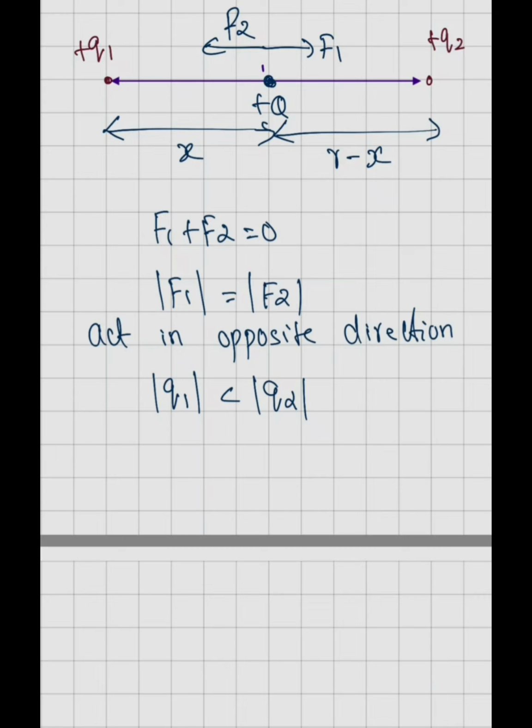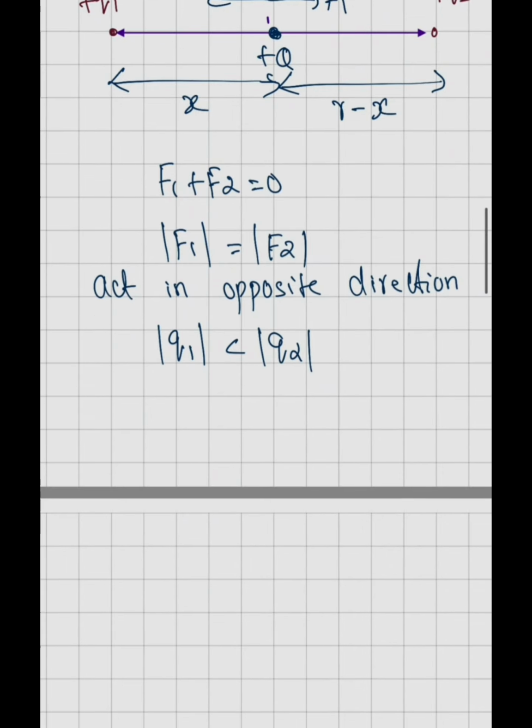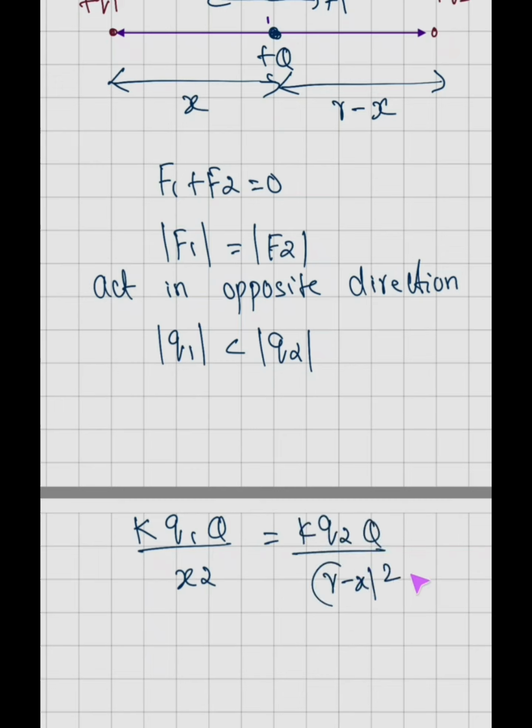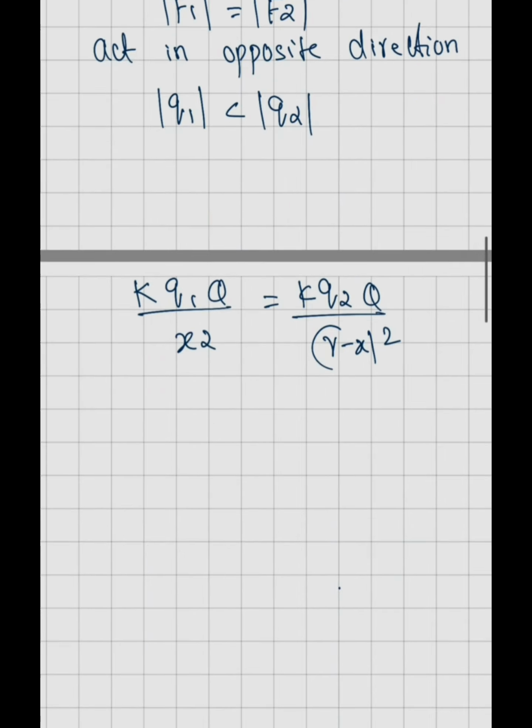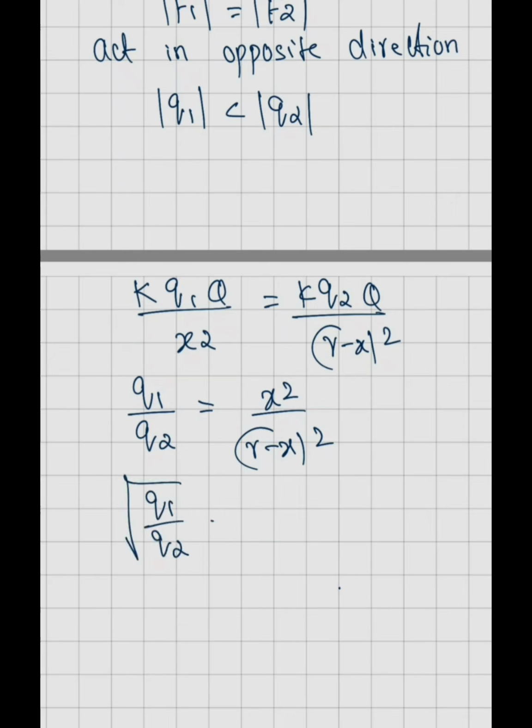Now equating the magnitudes of F1 and F2. The magnitude of F1 can be written as F1 equals K q1 Q by x square, while that of F2 is given as K q2 into Q by r minus x the whole square. The capital Q and K cancel off. So q1 by q2 equals x square by r minus x the whole square. Taking square root on both sides, root of q1 by q2 equals x by r minus x.